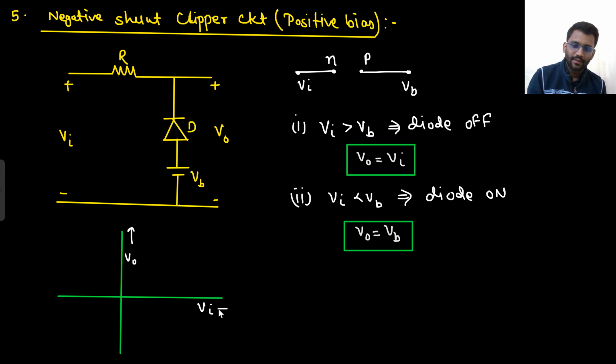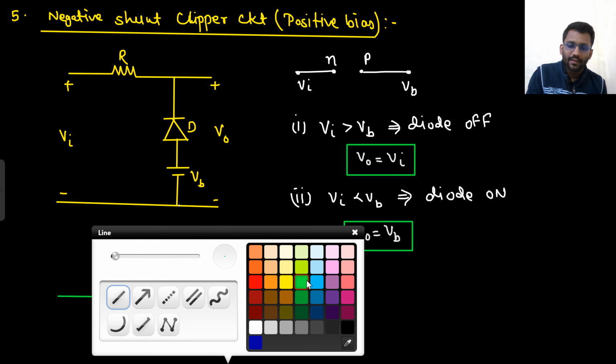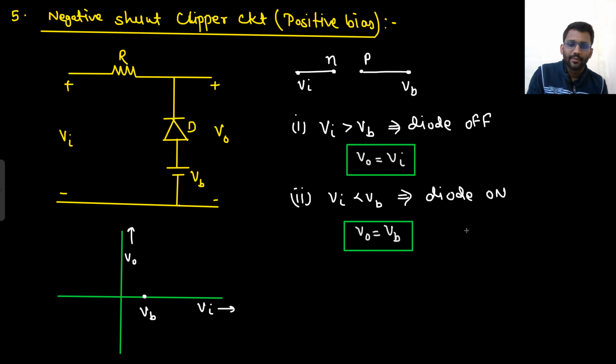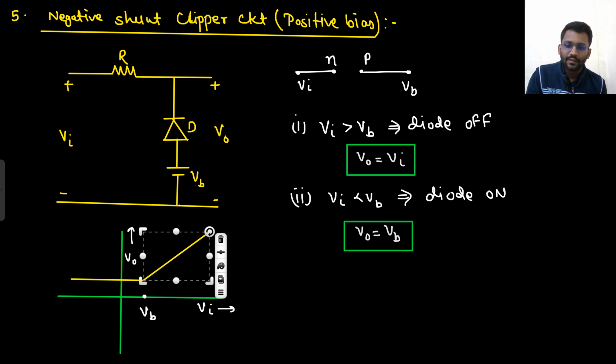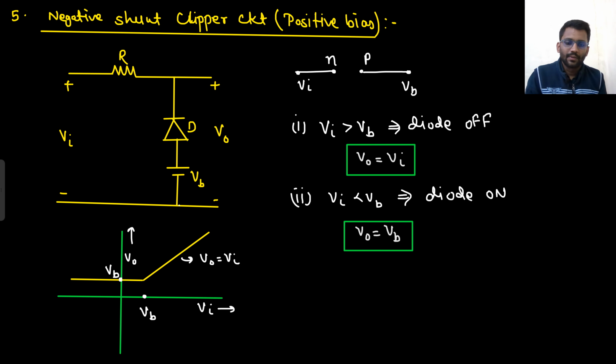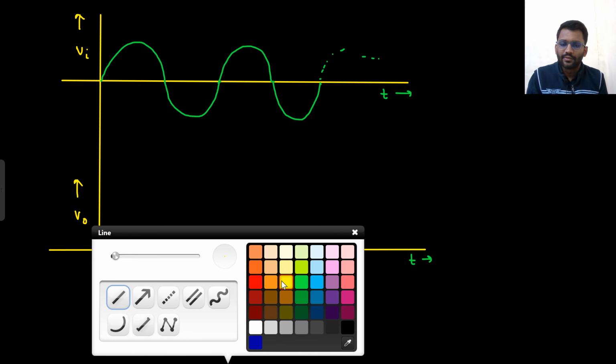Let's draw the transfer characteristics. What is the cut-in point? Cut-in point is VB. So for V in less than VB, V out is equal to VB. And after that, for V in greater than VB, V out will always be equal to V in. This point is VB. Okay. So what is the transition point? That is VB. Transition point is VB.